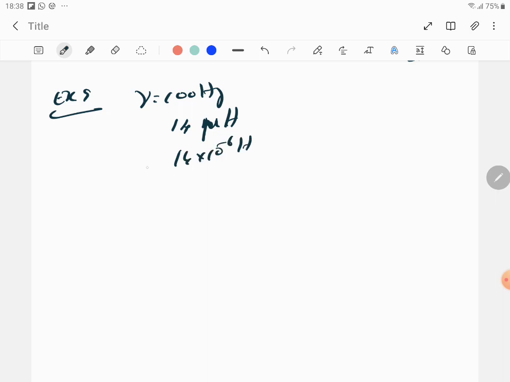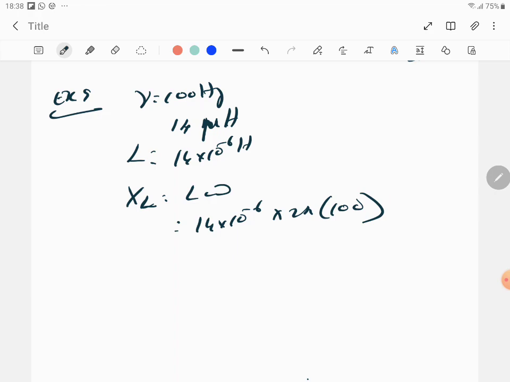Example 9. 100 hertz is the frequency of an AC flowing in an inductor of 14 microhenry. So 14 into 10 to the power minus 6 Henry is the inductor's value, which is L. They asked XL, the inductive reactance. XL is equal to L omega, which is 14 into 10 to the power minus 6 into 2 pi into 100. Just find this value and write it in ohms, because an inductor or a capacitor, XL or XC, offers impedance, same as resistance. So you have to write the answer in ohms.